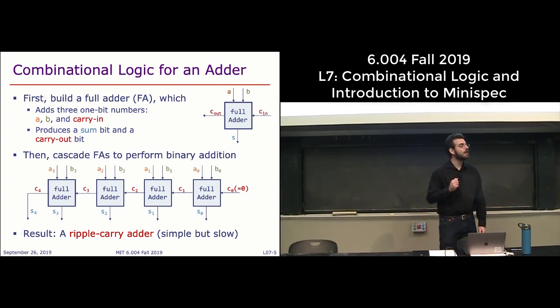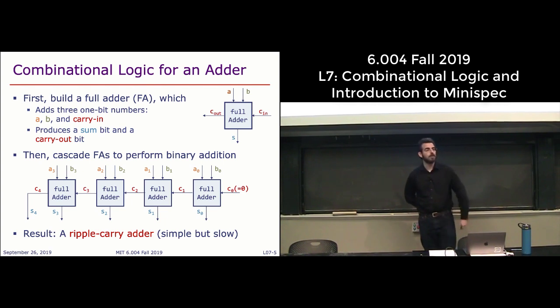Can any one of you tell me why it is slow, or why I'm saying we're probably going to want to build something faster? Yes? Each full adder has to wait for the previous one before it can go, so there's up to 4 times the propagation delay. Exactly. So the propagation delay involves the full chain of the entire chain of full adders, right?